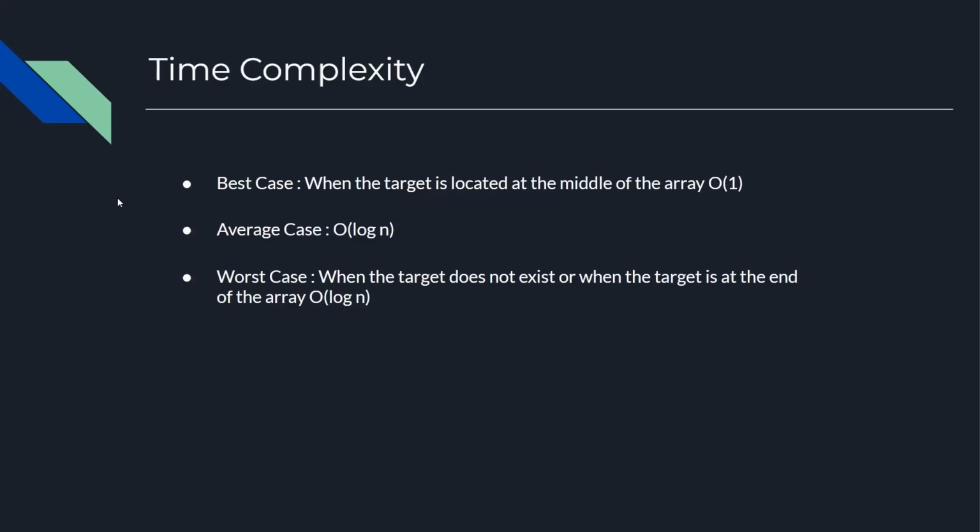Now that we understand how binary search works, let's talk about an important aspect of any algorithm: time complexity. In simple terms, time complexity tells us how the execution time of an algorithm grows as the size of the input data increases. For the best case, we will have O(1), meaning it's constant time, when the target is located at the middle of the array.